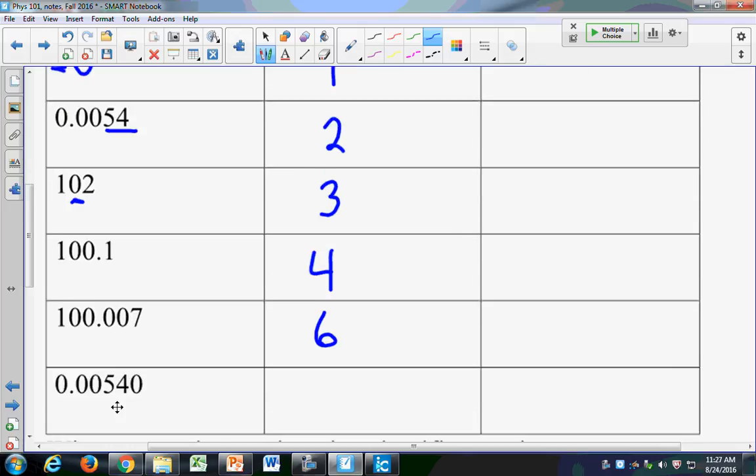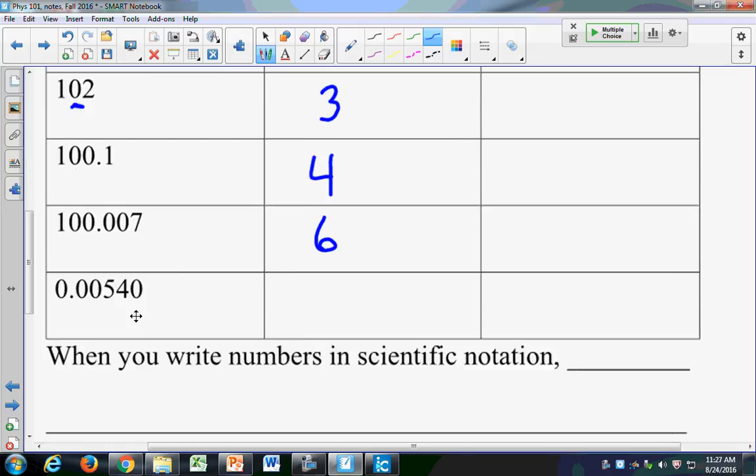Oh, let's do this one too. I'm sorry, 0.00540. Agree? Oh, good. It has 3. The 5 and the 4. This 0 is not a placeholder. It's actually a reliably known digit. So this has 3 significant figures. When you write numbers in scientific notation, all of the digits are significant.